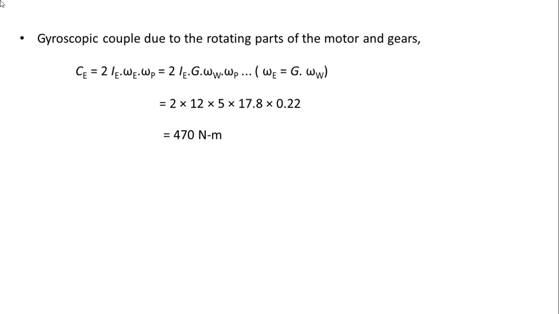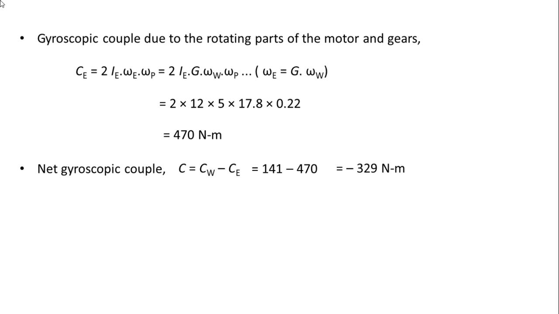Now in this question you have seen clearly that the motor is going around in the opposite direction to the wheels. So net gyroscopic couple is wheel couple minus engine couple. The wheel couple is 141 for the two pairs of wheels, and the engine couple is 470. Therefore you get a negative value, minus 329. So the negative sign means opposite direction rolling, as we have discussed in the derivation.